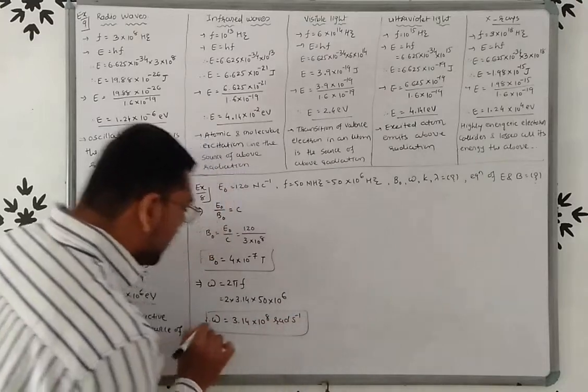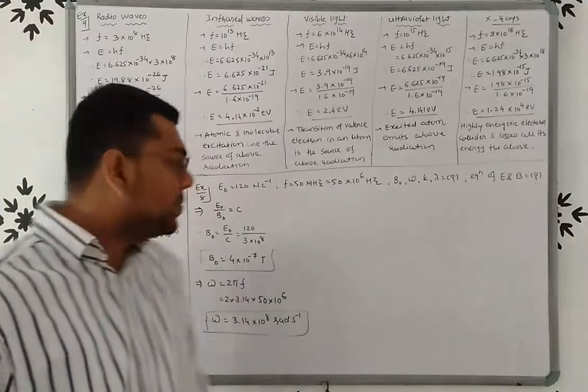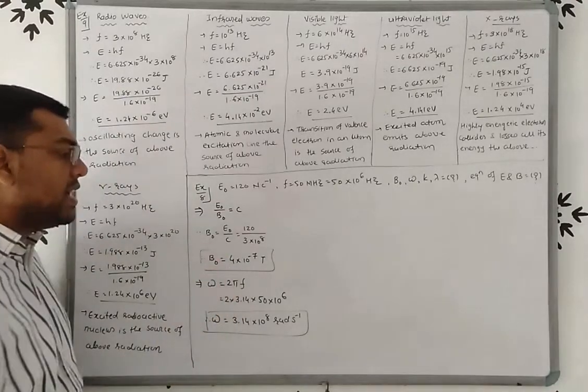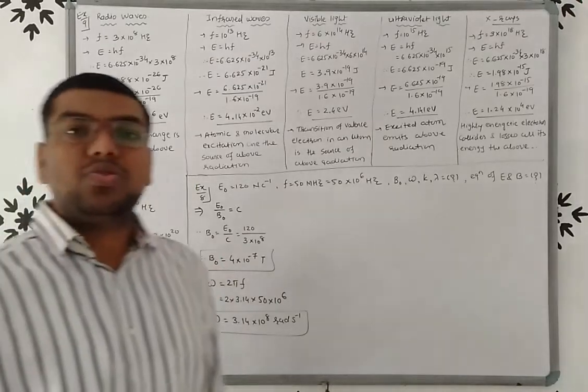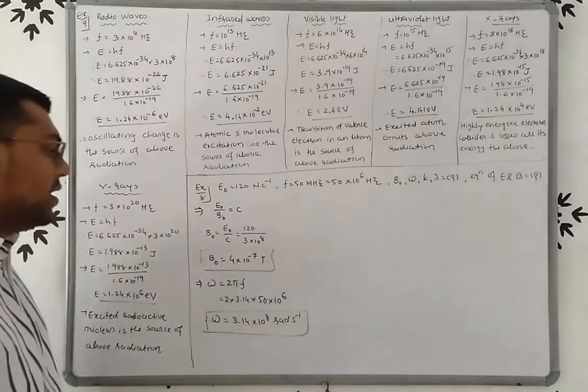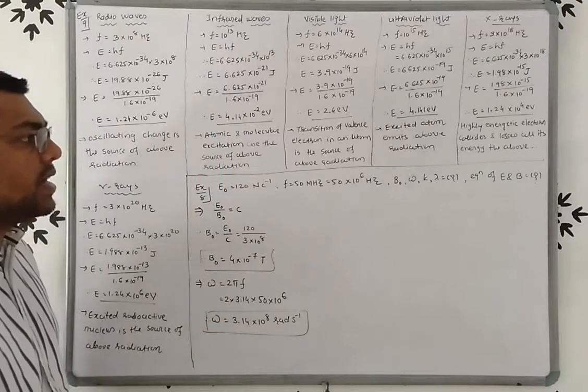To find B0, we know that E0 by B0 equals C, so B0 equals E0 by C. To find omega, we know that omega equals 2 pi f. So we get omega as 3.14 into 10 raised to 8 radian per second.